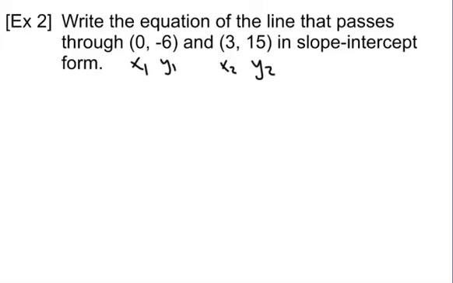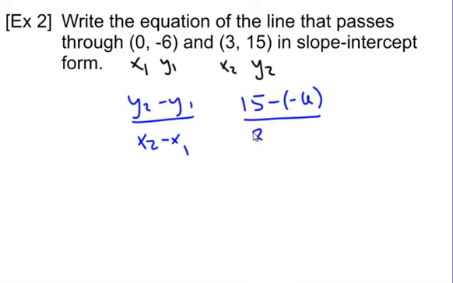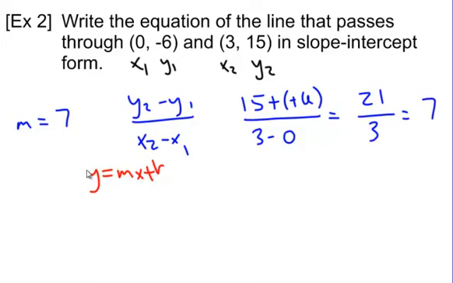And we need to find slope. It says write the equation of the line that passes through (0, -6) and (3, 15) in slope-intercept form. So let's do that. y2 minus y1 over x2 minus x1 will give us the slope. So 15 minus -6 over 3 minus 0. 15 plus 6 is 21 over 3. And 21 divided by 3, we could simplify that into 7. So I know that my m is 7. My slope is 7.